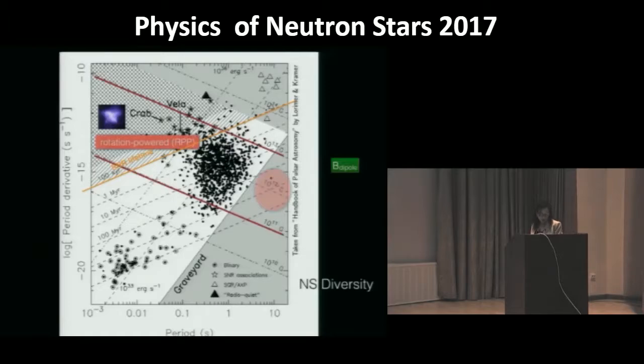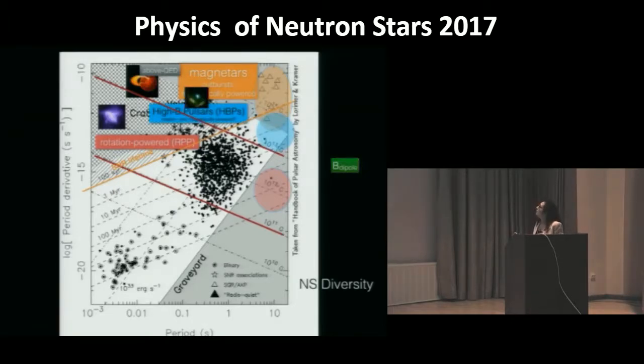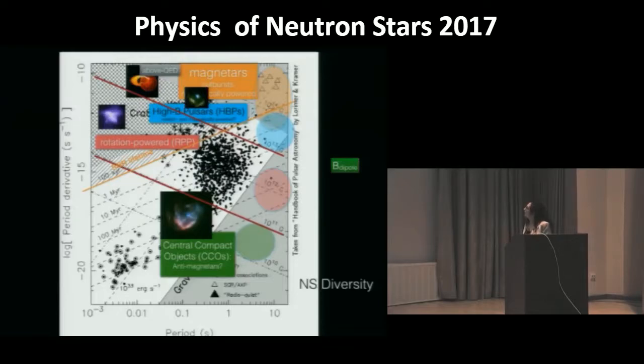So to show you the diversity, we have the rotation powered pulsars, RPPs, with magnetic fields clustered around 10 to the 12 Gauss, like the Crab. The magnetars on the top right corner with magnetic fields exceeding the QED value, and the high-B pulsars with magnetic fields similarly high but intermediate between the RPPs and magnetars. And the CCOs, which land on the opposite end in terms of magnetic field, which are dubbed anti-magnetars and typified by Cas A, but this is Cas 79, which has a measured period and period derivative for its CCO. So this is an illustration of the diversity on the P-Pdot diagram.